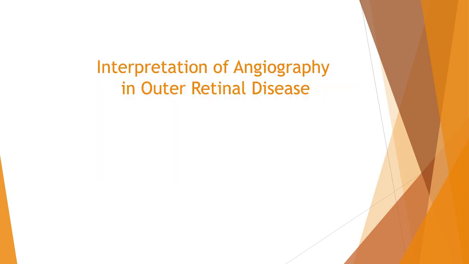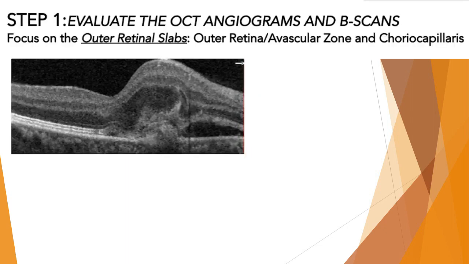So I'm going to get into what I mentioned earlier, how I interpret my outer retinal diseases on OCT angiography. There's probably many ways to do this. Mine might not be the way that everyone does, but it has been extremely effective for me, and it's the way that I teach my colleagues and students when I'm trying to teach angiography. So the first step is obviously to obtain the B scan.